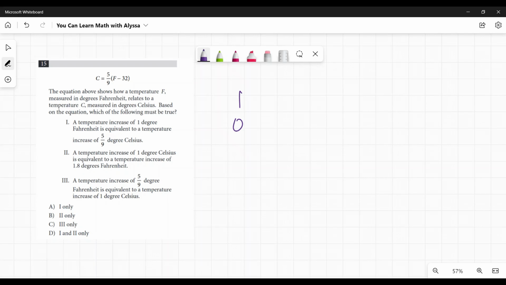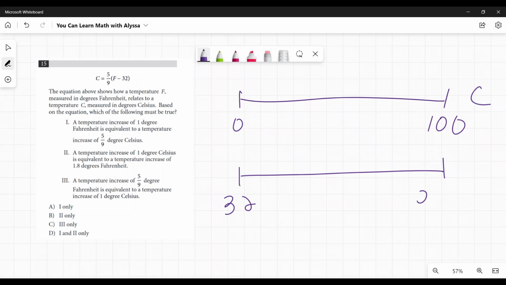Well, what is freezing in Celsius? It's 0. And boiling is 100. In Fahrenheit, freezing is 32, and boiling is 212. So if you're viewing this as linear equations, lines, which they are, because they are increasing at a steady rate, both of them, it's the same rate each time, so that is linear.